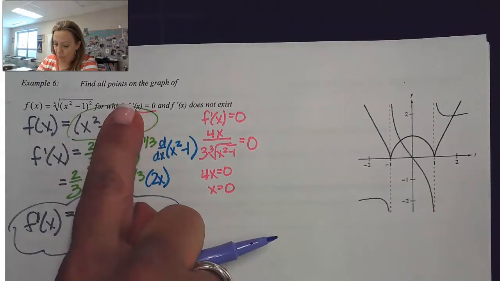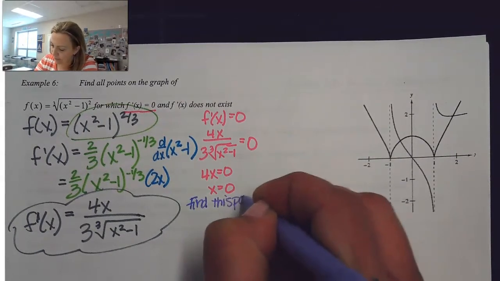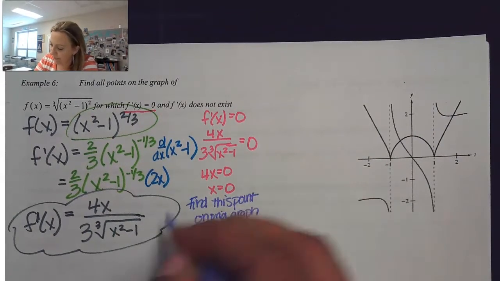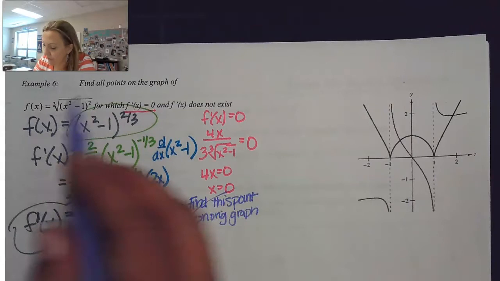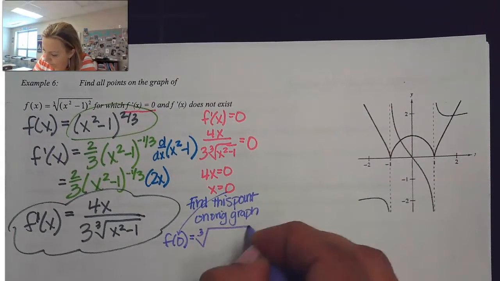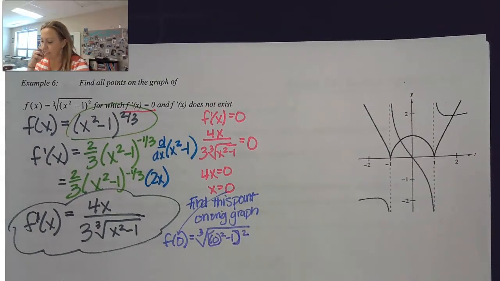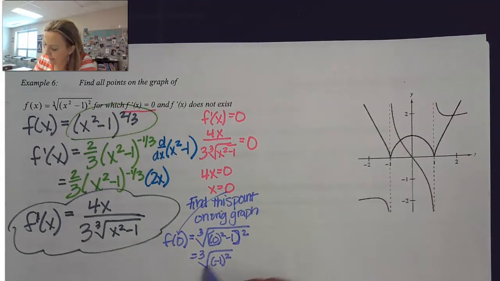Well, it wanted us to find the point on the graph. So again, let's find this point on the original graph. And that means I need to find f of 0, right? So f of 0 is going to be the cube root of 0 squared minus 1 squared. So that's going to be the cube root of negative 1 squared. That's the cube root of 1. And so that means that f of 0 is 1.